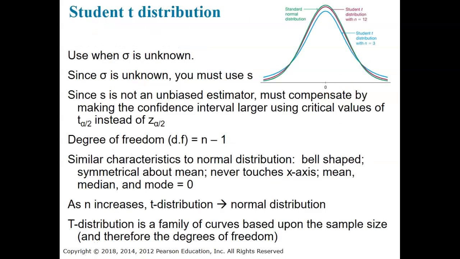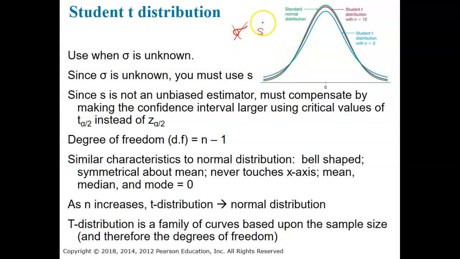Okay, so this is an overview of this student T distribution. We use this when sigma is unknown. So if sigma is known, then we would use a normal distribution. If sigma is unknown, we're going to use this T distribution. So when sigma is unknown, we're going to have to use S as a replacement for sigma. So if sigma is not given to us, then we're going to have to use S in the place of that.